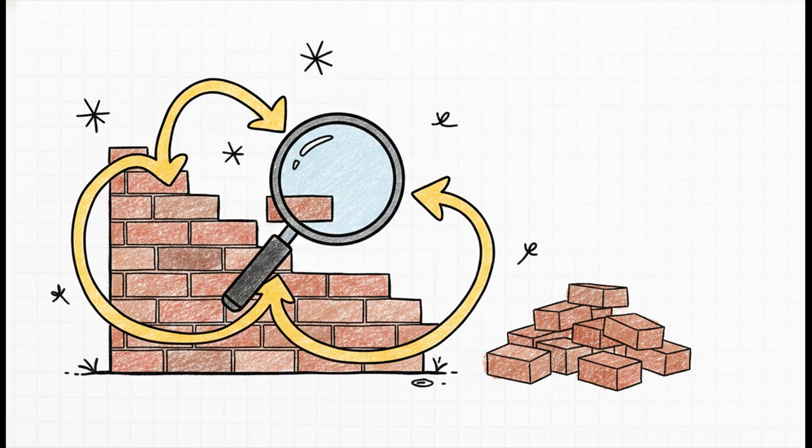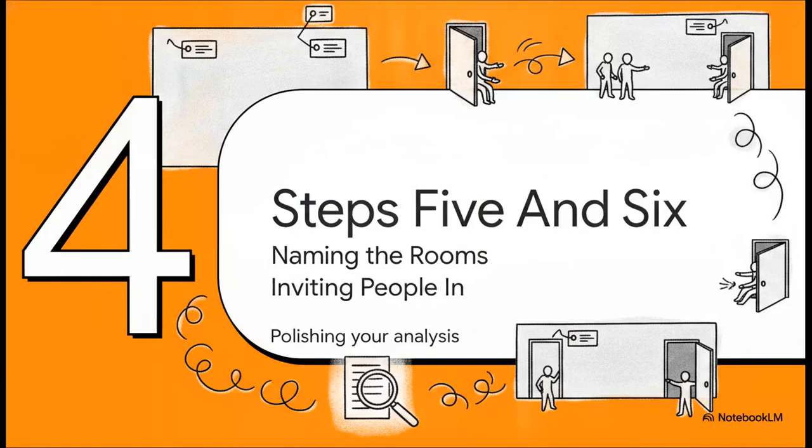Actually, scratch that. If you realize a theme is too weak, you might have to go all the way back to phase 2 to make new code bricks, or maybe split one theme into two. Moving backward is an intended, natural part of the iterative process. It's not a mistake. Finally, Section 4, Steps 5 and 6, naming the rooms and inviting people in. Let's polish this analysis up for the outside world.